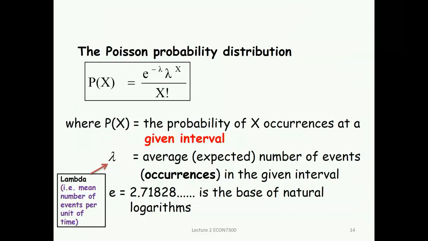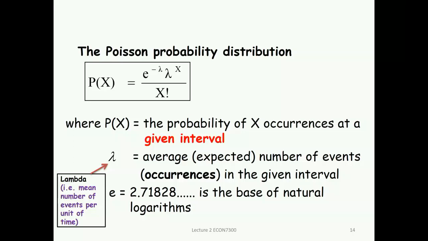So let's go to how to calculate. This is the formula. This is the question. This is the average number of events, lambda, the mean number of occurrences, the mean number of events per unit of time. This one is the exponential figure, e, also given, the natural logarithm base. So this is the formula, and this is the question.